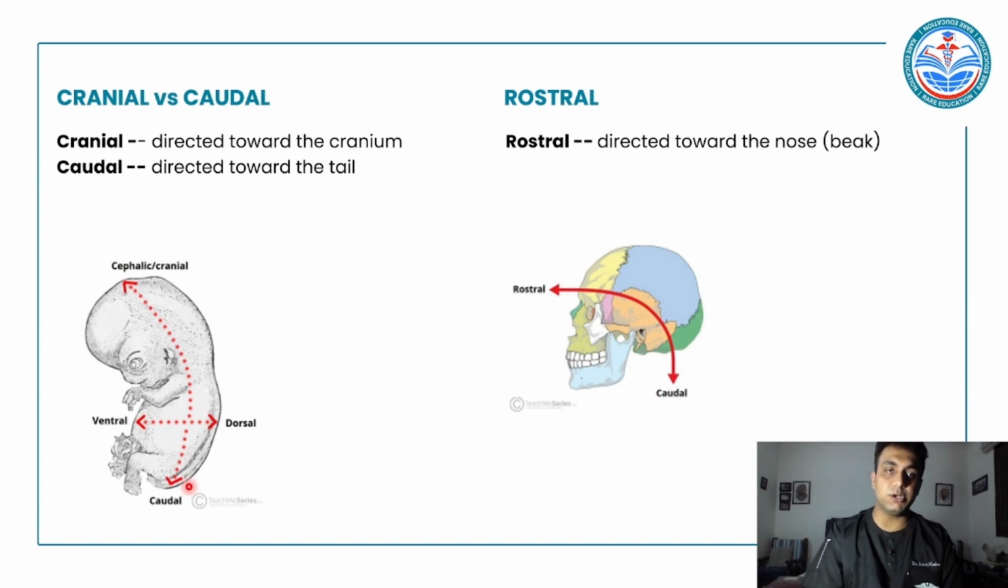Let us see that on this beautiful diagram. Look here. Whatever is going up is cephalic or cranial. One and the same thing, there is no difference. Whatever is going towards the coccyx or the sacrum is called caudal. That is towards the tail part of the human body.